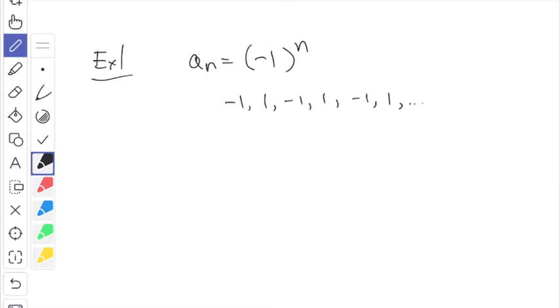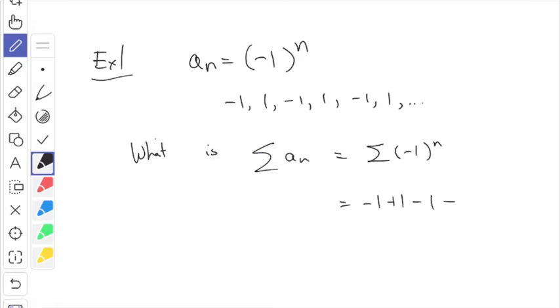All right? And I would like to know what is the sum of an, right? In other words, this is the sum of minus 1 to the power n. If I were to write out the terms of this, it's negative 1 plus 1, minus 1, plus 1, minus 1, plus 1, etc. All right?